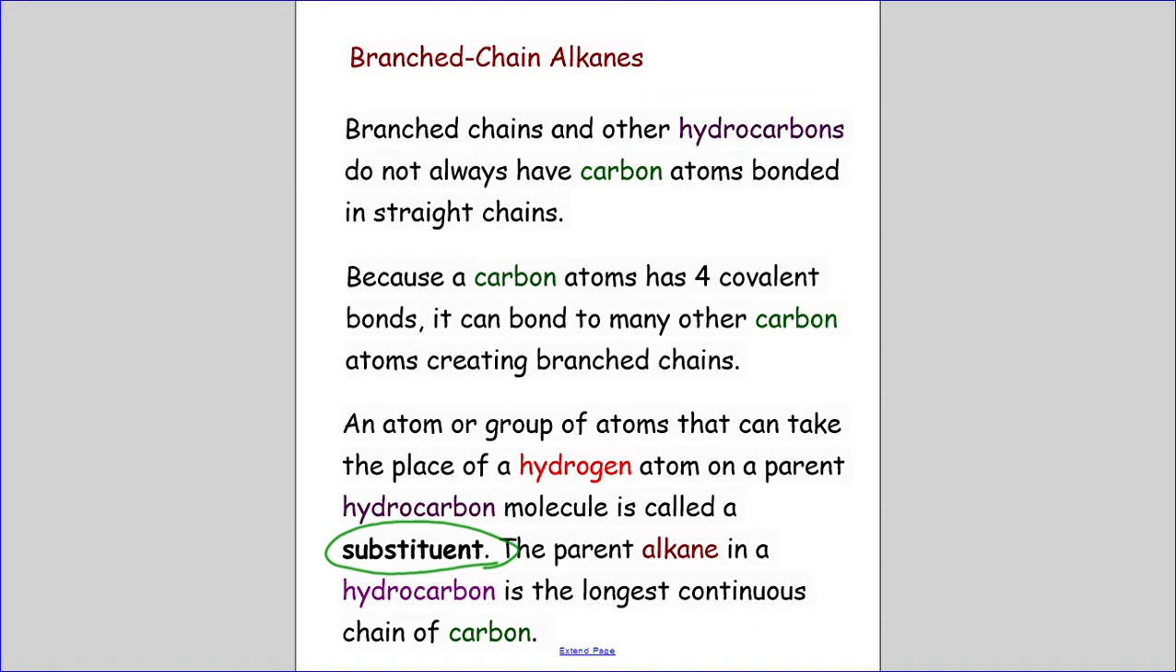The parent alkane in a hydrocarbon, the parent chain is the longest continuous chain of carbons. Not necessarily in a straight line, they could go all over the place, but it is the longest continuous chain. So almost if you took your pencil and just kind of started drawing a line through your carbons, it's the one that will contain the most carbons in it without tracing back or skipping over anything. So the longest continuous chain of carbon.